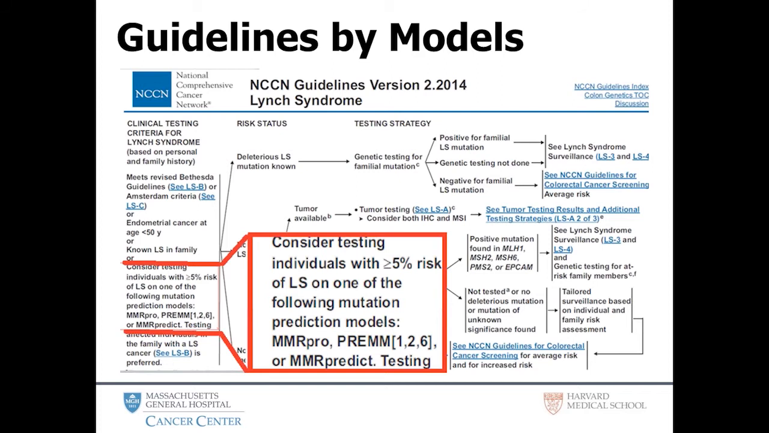The NCCN picked 5% for the colon cancer genetic testing threshold. Other people have picked 10%. I think probably moving towards 5% would not be an unreasonable approach for all cancers, and this guideline by models might be a reasonable way to go.